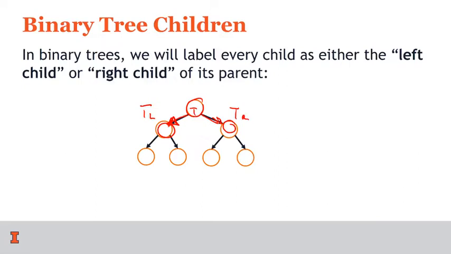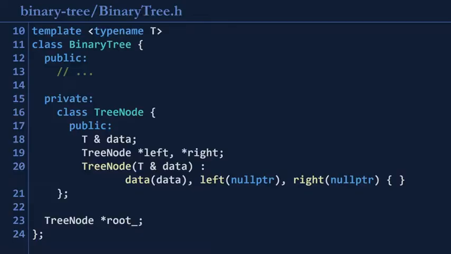So we can look at how we might implement this in code. This binary tree structure looks nearly identical to our list structure. Remember, in our list, we had a list and then a list node. Here we have a binary tree and a tree node. In our list data structure, we had T ampersand data, data by reference. Here in our tree node, we also have data by reference.